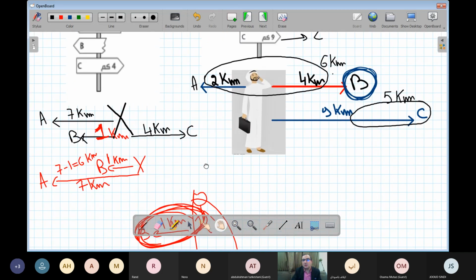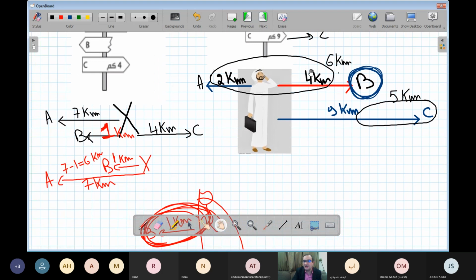My question is, why here do I add and here I subtract? Because the way to get from C to A must run through what? The town B. Okay? So if we get 1 kilometer, you only have to travel 6 kilometers to get to the town of A. Okay? Yes, thank you. Any question? Of course, the time is over.